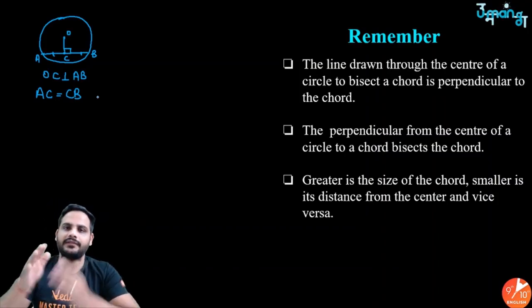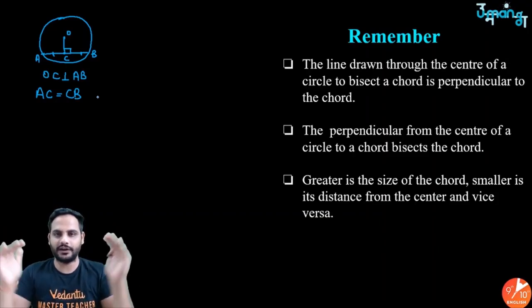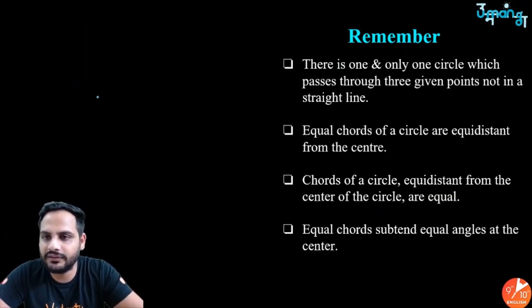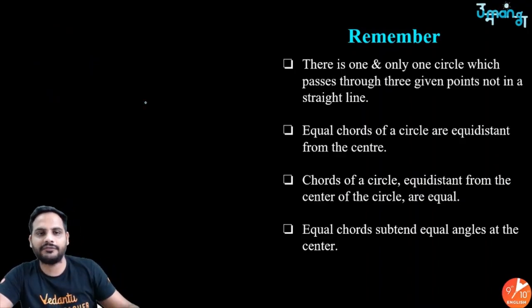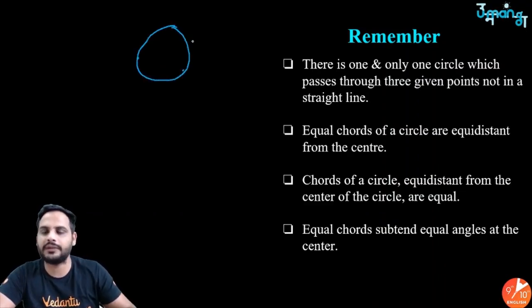Obviously, if the size of the chord is more, it will be closer to the center. If the size of the chord is less, it will be away from the center. There is one and only one circle which passes through three given points not in a straight line. That means if you have three non-collinear points, you can draw only one circle passing through all those three points. That is what the theorem says.